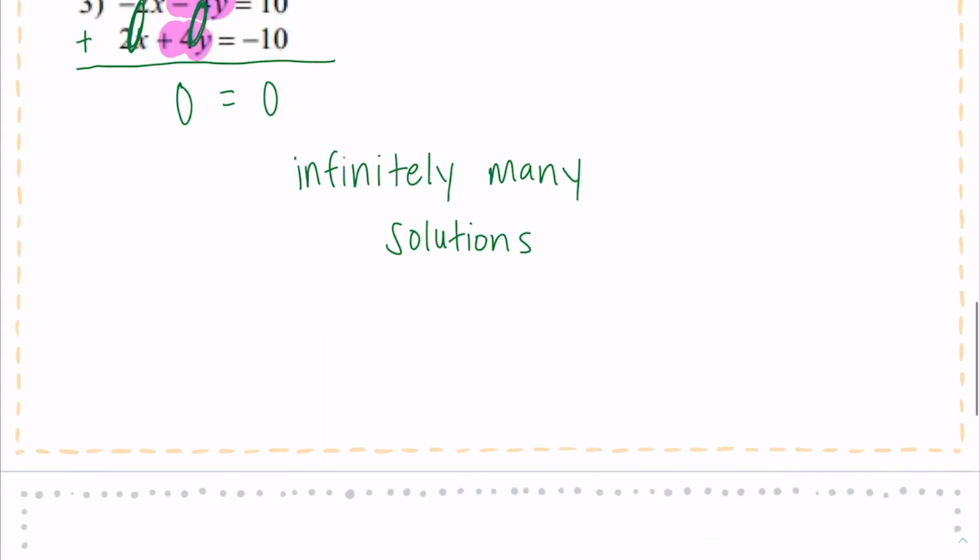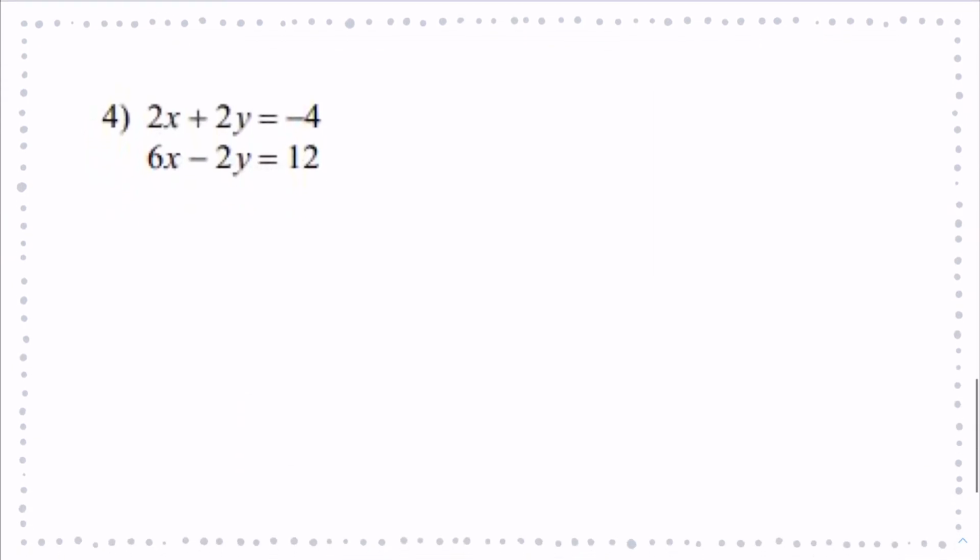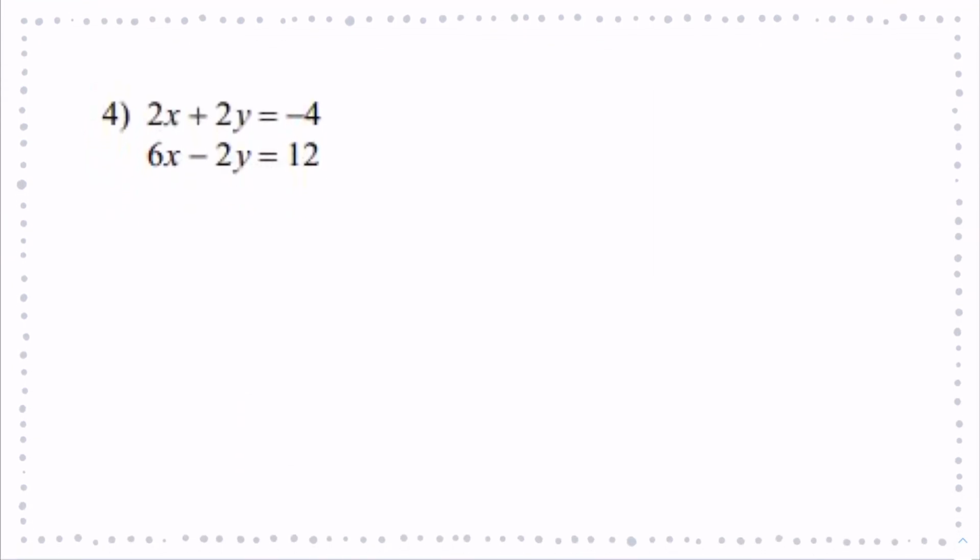Okay, let's look at one more. Try this one. Okay, so we are going to look for additive inverses. We have 2y and negative 2y. So that means we can go ahead and add our equations. So we have 2x plus 6x to give us 8x. 2y plus negative 2y gives us 0. We have negative 4 plus 12 to give us 8. Divide both sides by 8 to get 1.